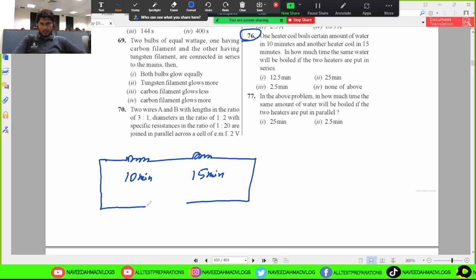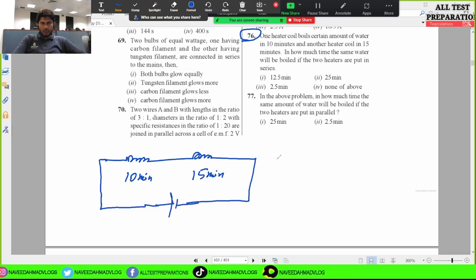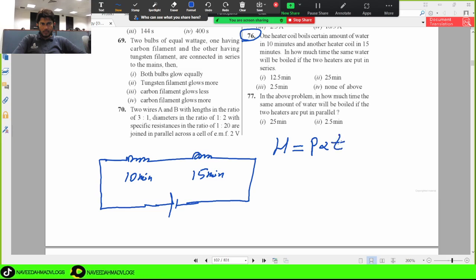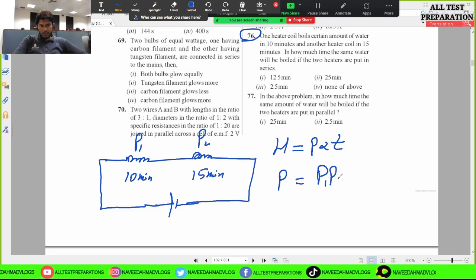Okay, so as we know, we have the formula H is equal to power multiplied by time. Okay, so in this case, first of all, you need to find the power. Okay, and in this case, both heaters are in series. So the power of this one will be P1 and power consumed by this heater will be P2. So as both are in series, your total power will be equal to P1 P2 divided by P1 plus P2.